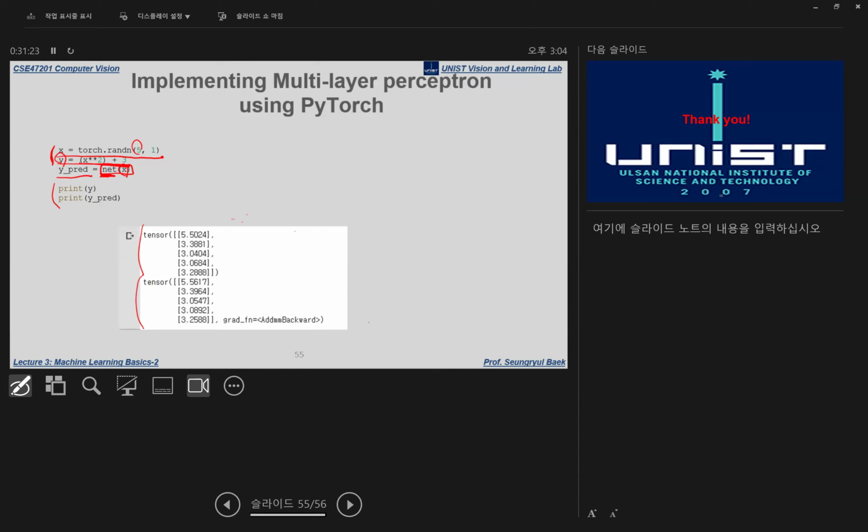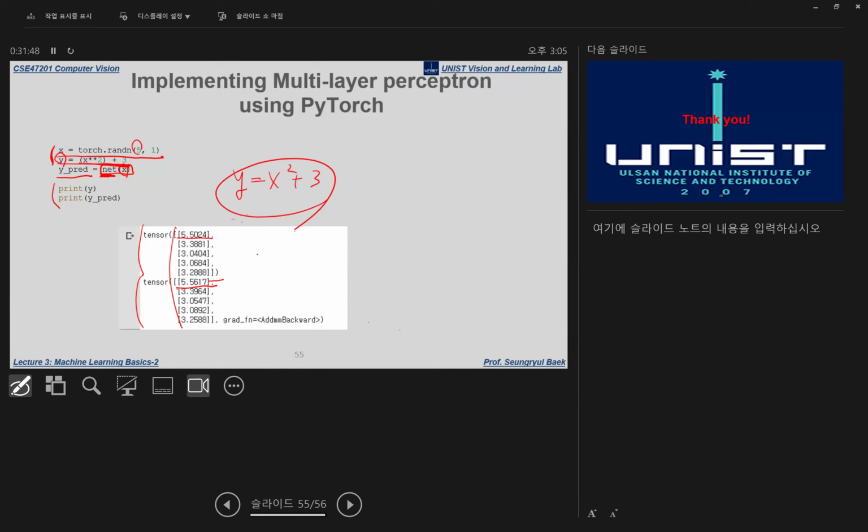Okay, they are not exactly the same, but you can see their scales have a similar trend. So this indicates that the net architecture is learning to mimic this function. Okay, are you guys understanding this?